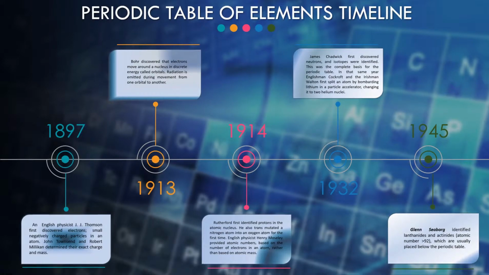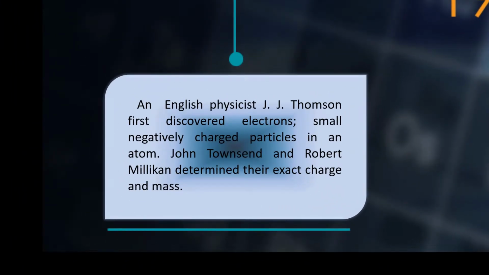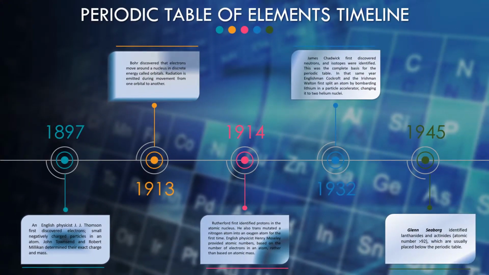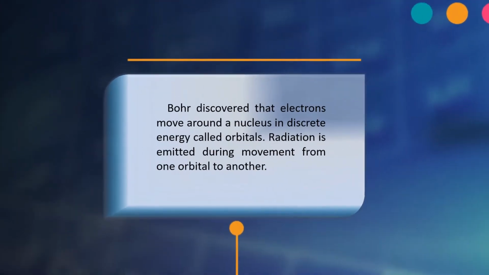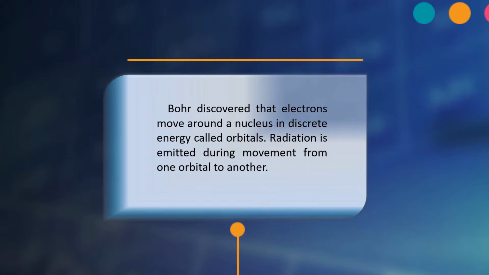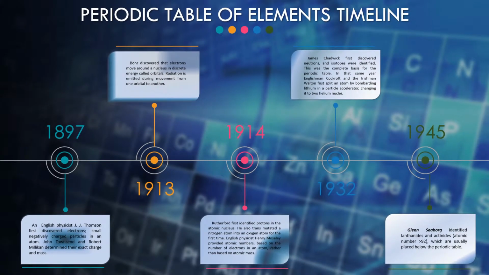And in the next year, 1897, an English physicist, J. J. Thomson, first discovered electrons, small negatively charged particles in an atom. John Townsend and Robert Millikan determined their exact charge and mass. Then, in 1913, Bohr discovered that electrons move around the nucleus in discrete energy levels called orbitals. Radiation is emitted during movement from one orbital to another.